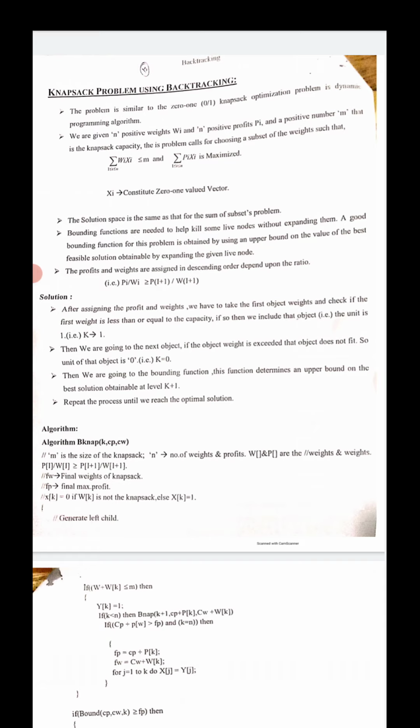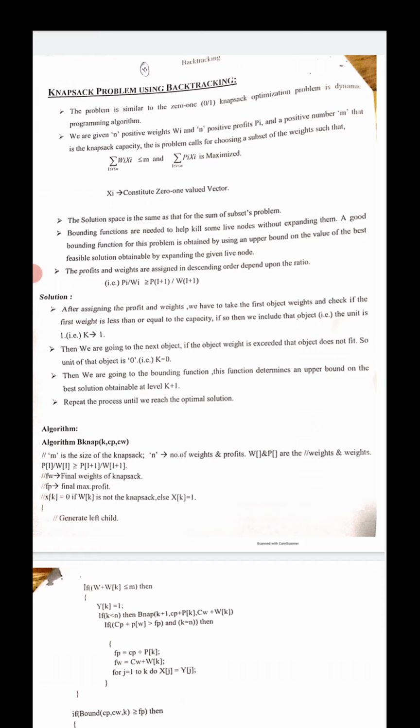Here the profits and weights are assigned in descending order depending upon the ratio, that is, pi divided by wi is greater than or equal to p of i plus 1 divided by w of i plus 1, where i varies from 1 to n. Here pi is profits and wi is weights.